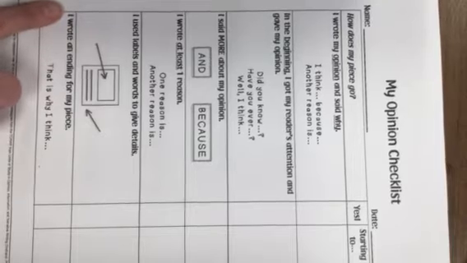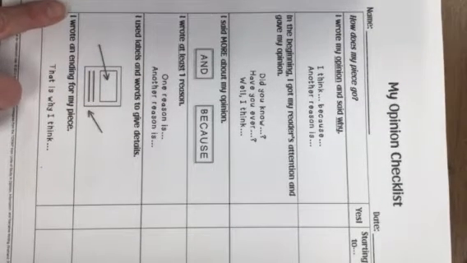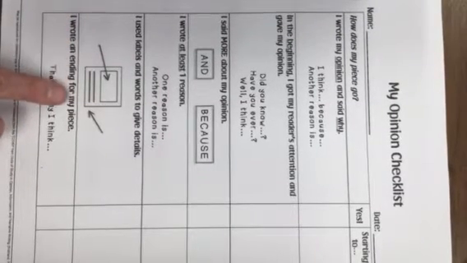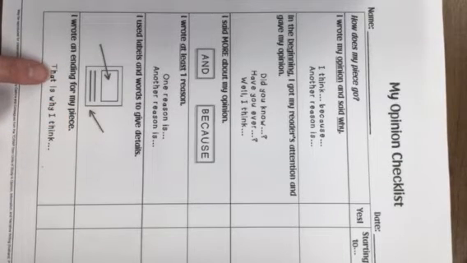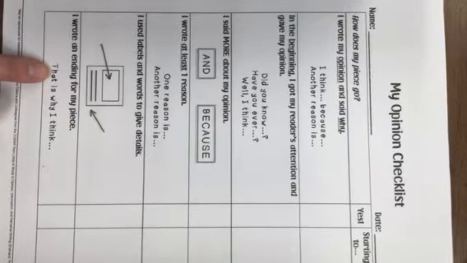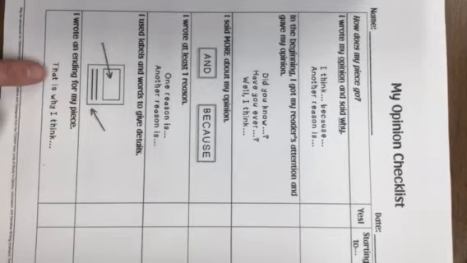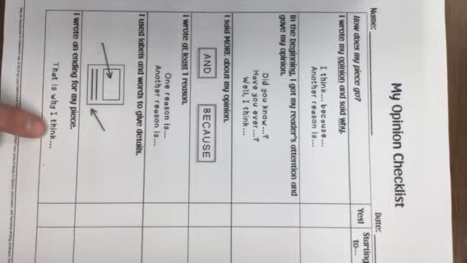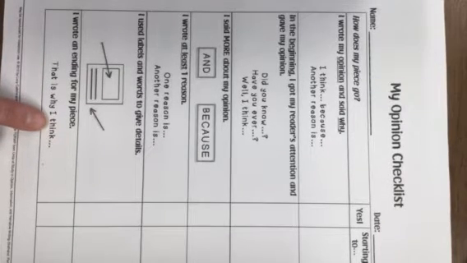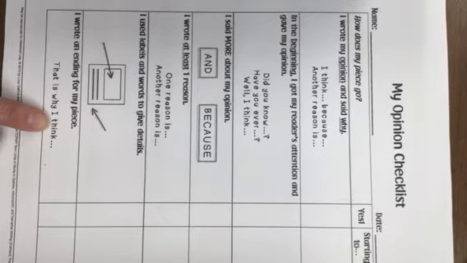Okay. And the final thing on our checklist, I wrote an ending for my piece. A quality opinion piece will have a sentence that wraps it all up, that brings it all together. Here's one way you might end your piece. That is why I think. This is a good place to restate your opinion.